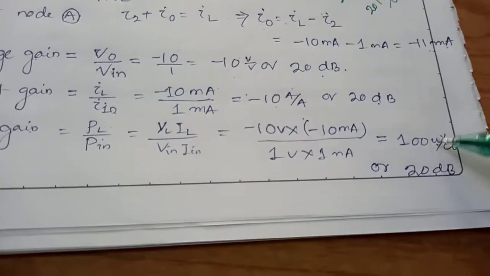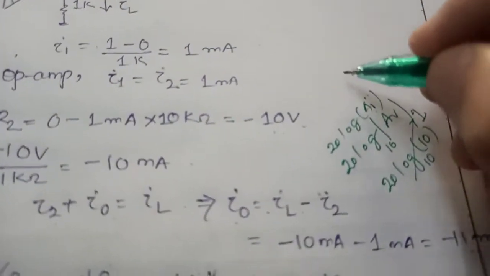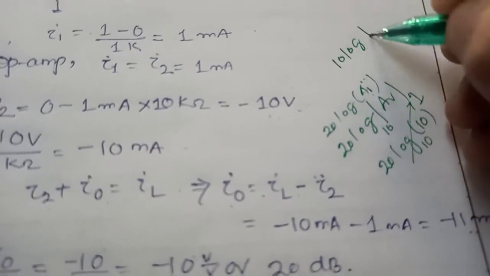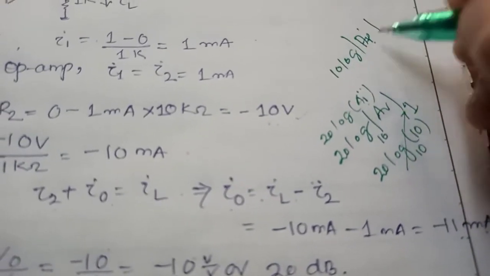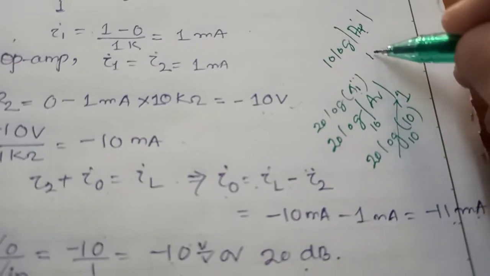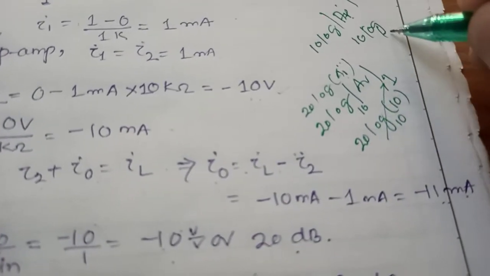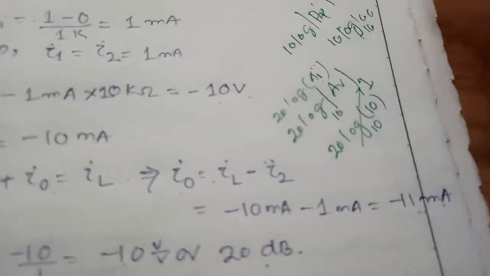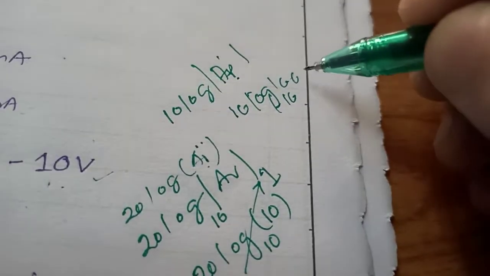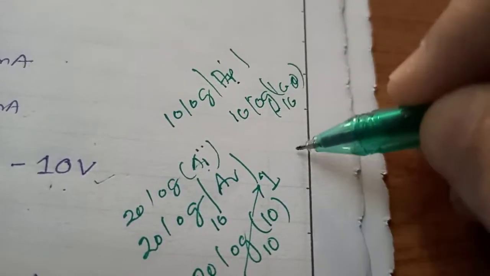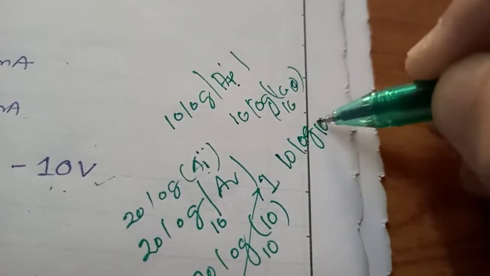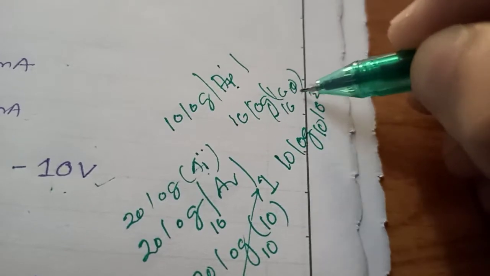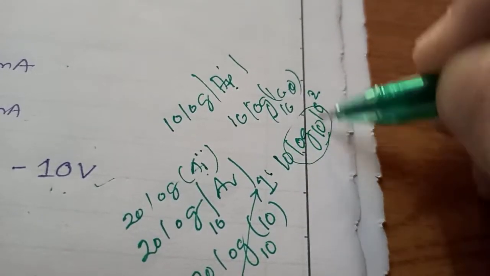Okay, so 100 watt per watt. For power, how do we write it in dB? That is 10 log A_P in watt per watt. So 10 log base 10 of 100. This 100 can be written as 10 square. So 10 log base 10 of 10 square. So this 2 will come over here and the log will become 1. So 2 into 10 is nothing but 20 dB. Okay.